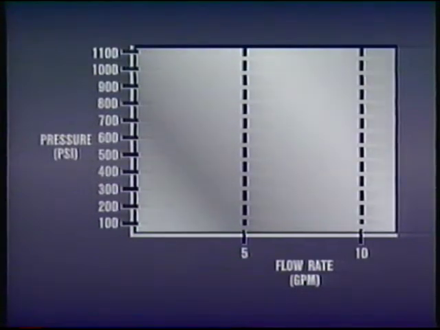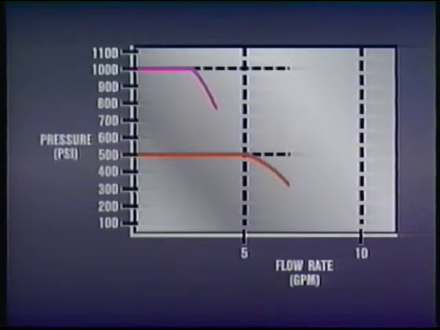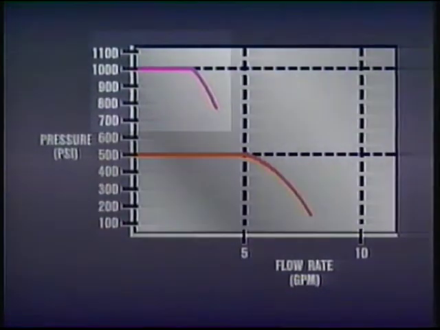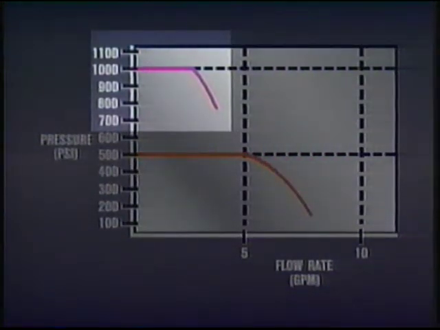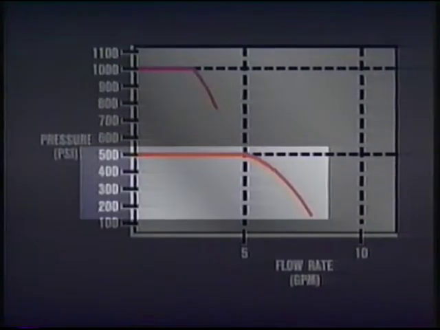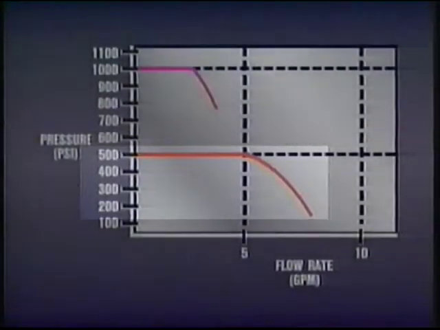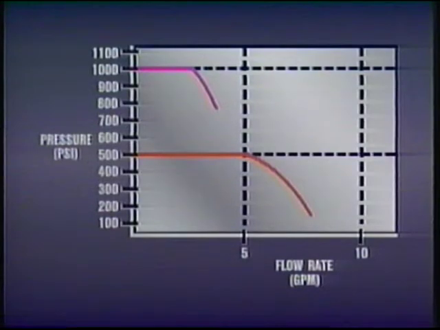This graph shows how droop increases as flow rate increases. Droop is also more pronounced at higher pressure settings. For example, notice how much more droop occurs at 1,000 psi than at 500 psi. Pressure-reducing valves may have to be adjusted if flow or pressure change.